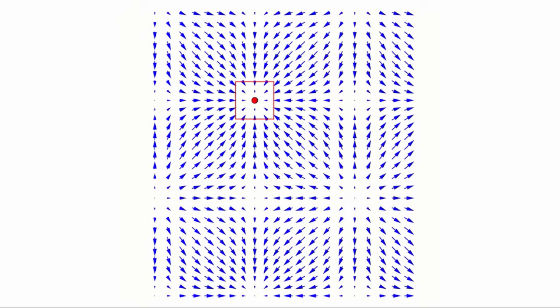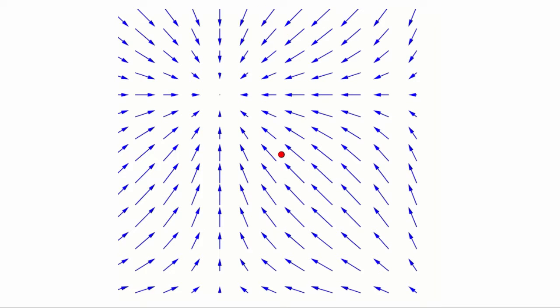Now try to decide the sign of the divergence at this point. Pause the video to think about it. It's not quite as obvious in this case because some of the arrows flow out of the region while others flow into the region. However, the arrows flowing into the region have a larger magnitude than those flowing out of it. So on average, there is more inward flow. This means that the divergence is negative at this point.